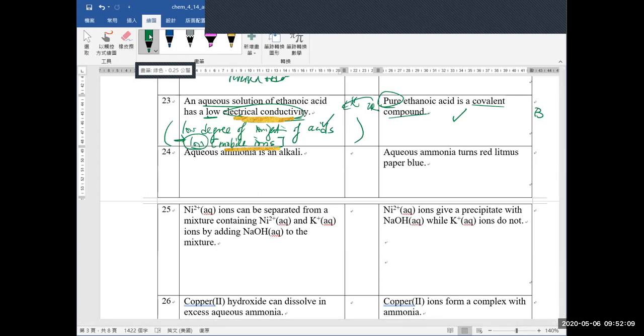24. Aqueous ammonia is an alkali. Aqueous ammonia turns red litmus paper blue. Both are true, but they cannot explain each other. So remember, if you reverse the order of those two statements, it can be A. Okay, you get a point. If you reverse that order, you may explain.